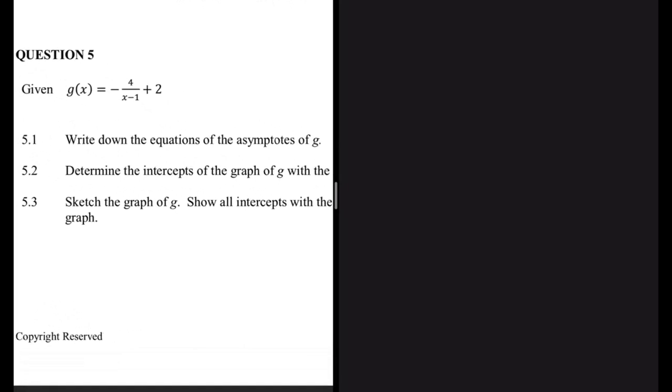So we have a hyperbola g of x given as minus 4 divided by x minus 1 plus 2. And then the first question, 5.1, is saying let's write down the equations of the asymptotes of g. So g of x is equal to minus 4 divided by x minus 1 plus 2. But then, what is the general formula of a hyperbola? The general formula of a hyperbola, f of x is equal to a divided by x plus p plus q.